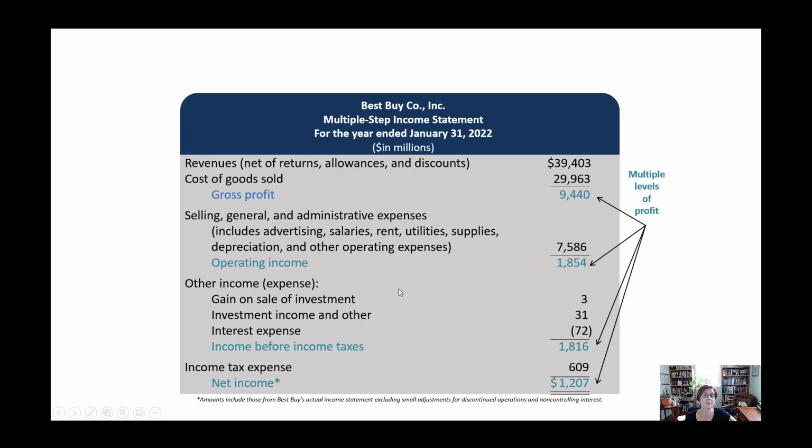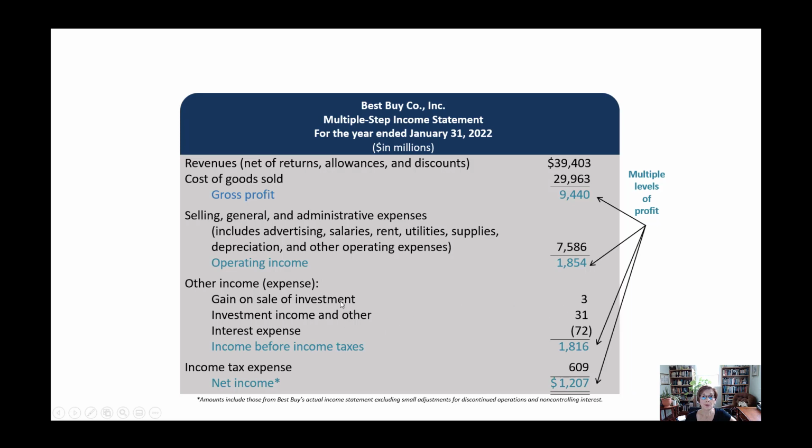And then there are some other revenues and expenses. So those are things that don't necessarily have to do with running their business. For example, they sold an investment or investments, right? They sold investments and they had a $3 million gain. They have some investment income, so their investments are providing them income, and then they pay interest expense. These have to do with how they're using their money, not how they operate their business necessarily. So those are called other revenues and expenses, or income and expense.